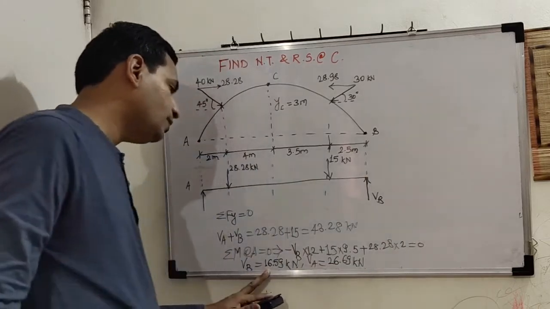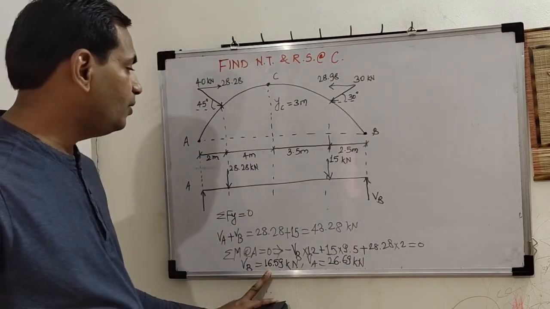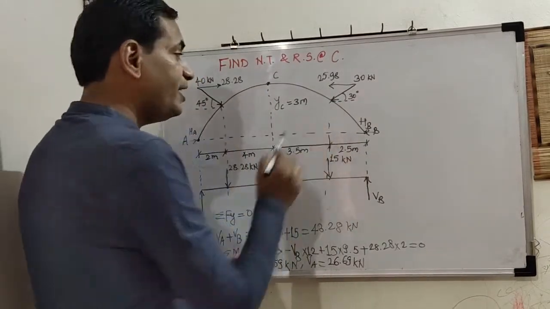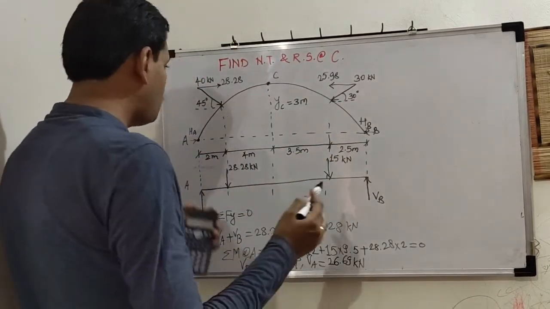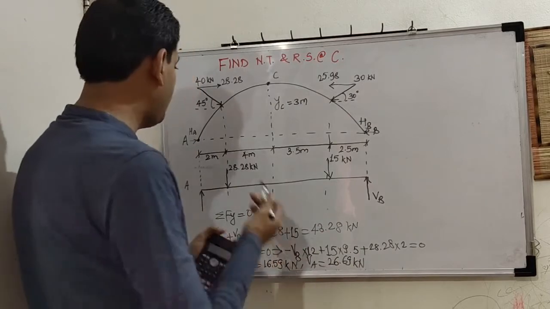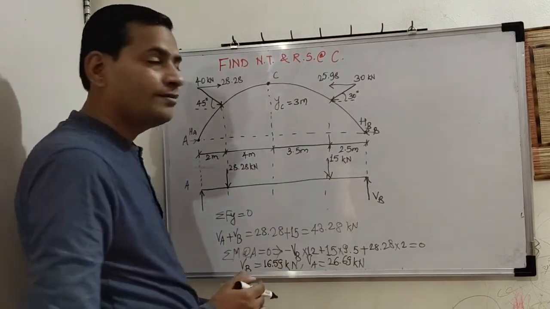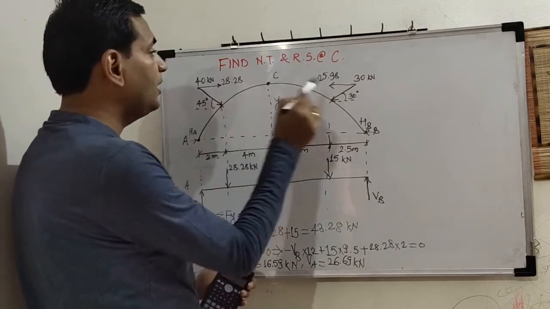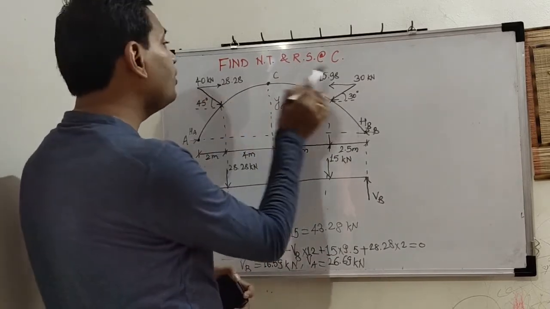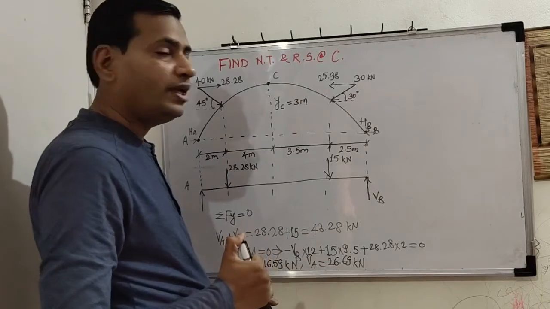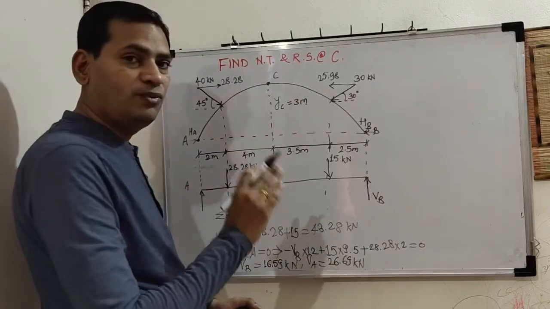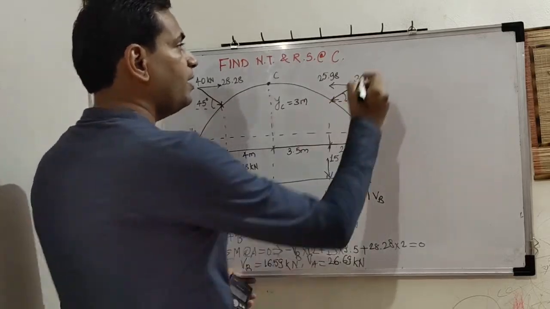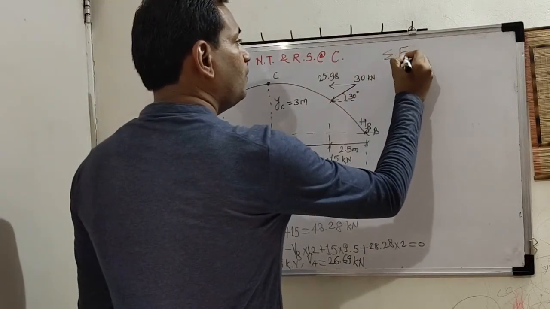Okay, 26.69 kilonewton. Now we have to calculate HA and HB. It is not like previous numericals where HA used to be equal to HB. Why? Because there are two inclined forces at different angles, different magnitudes of forces. So there is definitely an unbalanced horizontal force. Okay. So for the complete arch, now we shall apply summation Fx is equal to 0.